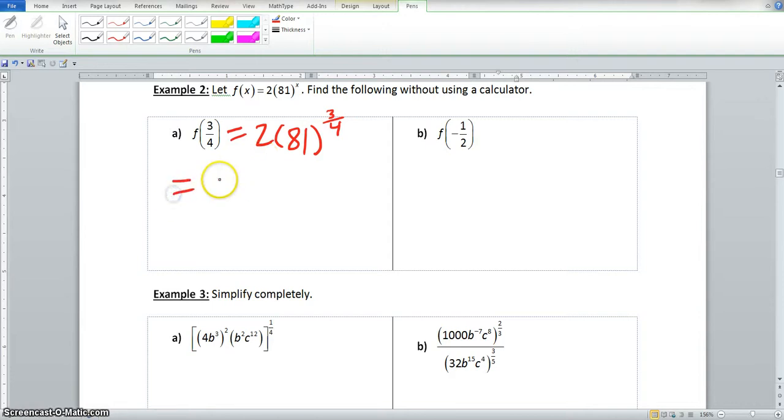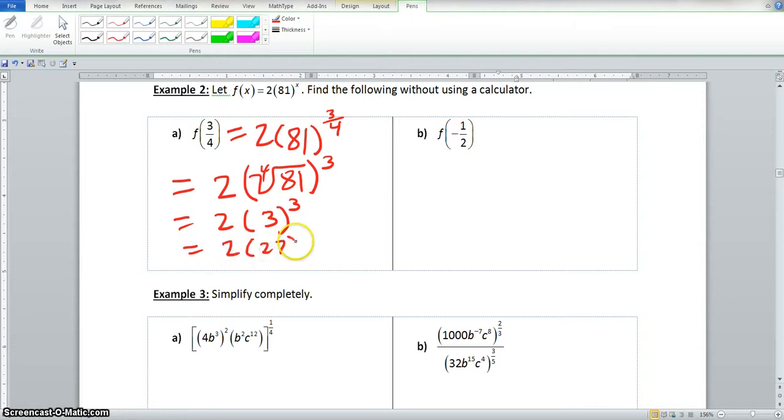Now we will rewrite this. This will be 2 times the 4th root of 81 in a parenthesis to the third power. Now the fourth root of 81 is 3, to the third power. Now 3 to the third power is 27, and 2 times 27 is 54.